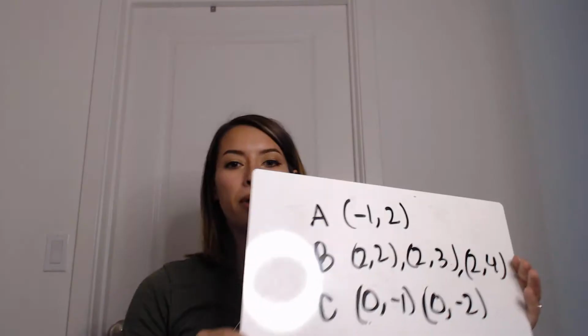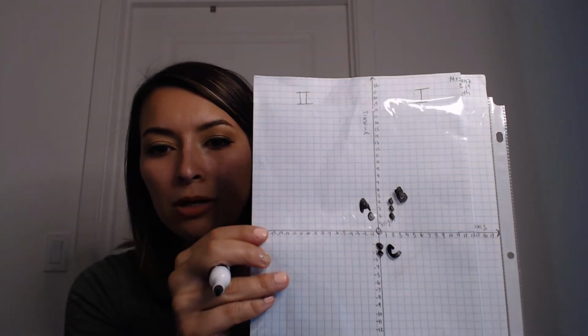So if these were my values, I would take my paper and I would graph these points at -1, 2, and I would label them. So point A, B was 2, 2, 2, 3, and 2, 4. C was 0, -1, and then we had 0, -2. So I would first graph them myself. So my battleships look like this on my coordinate plane.